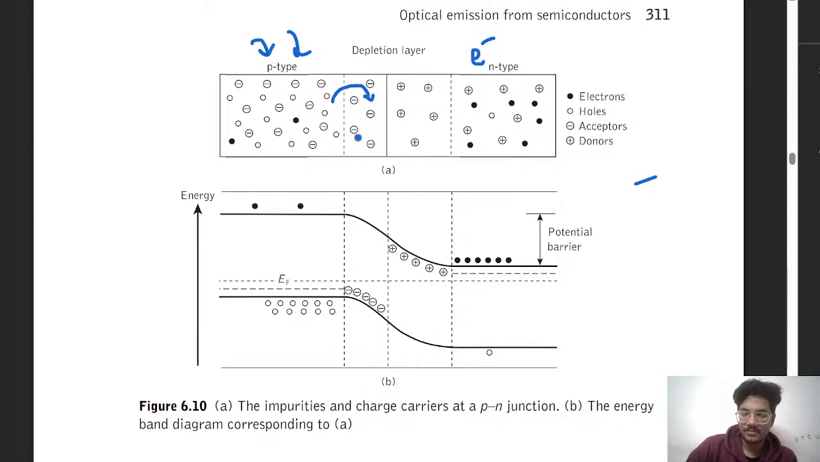Positive ions remain on the n side and negative ions on the p side. This region becomes a depletion region.